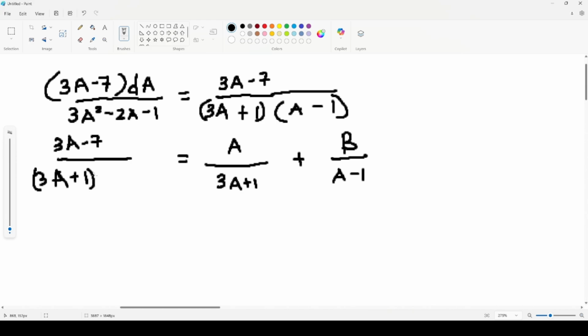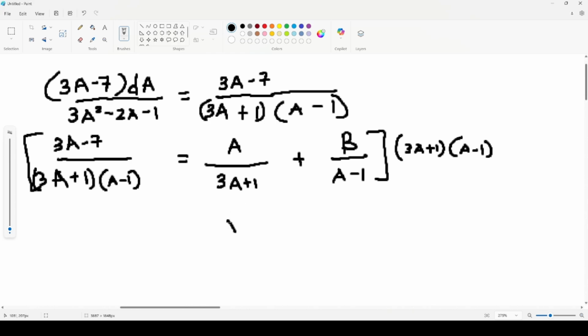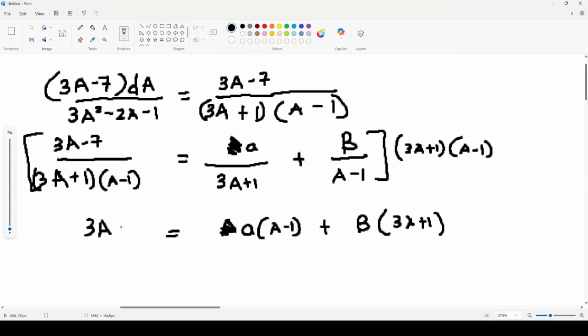Then once we do that, we multiply both sides by the denominator, 3a plus 1, a minus 1. So this becomes a. Oh, let's be careful with the letter a because we used already the letter a. So I'm gonna use a small letter a in this one. Small letter a times (a minus 1) plus b times (3a plus 1), and that is equal to 3a minus 7.